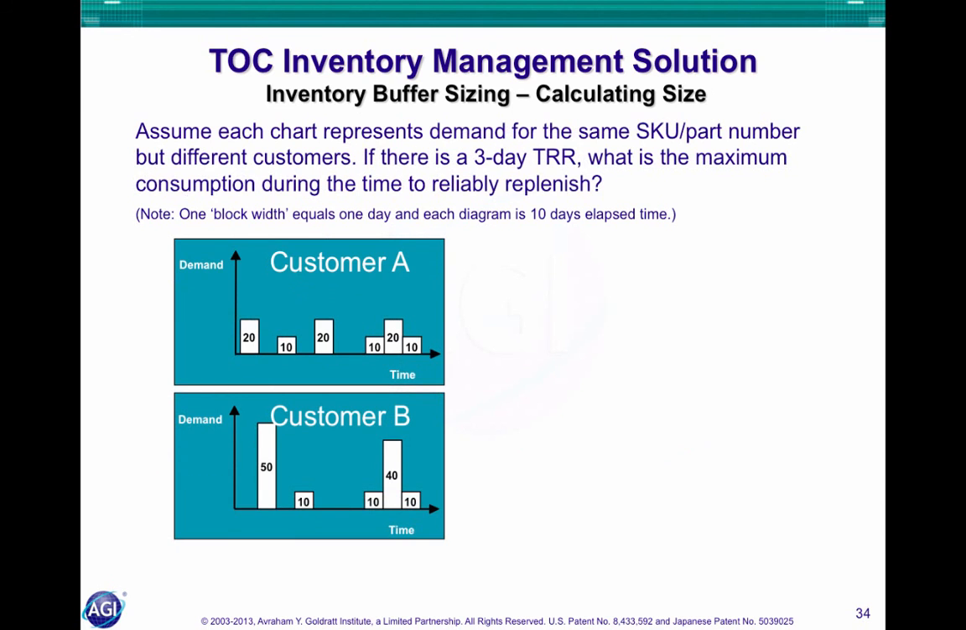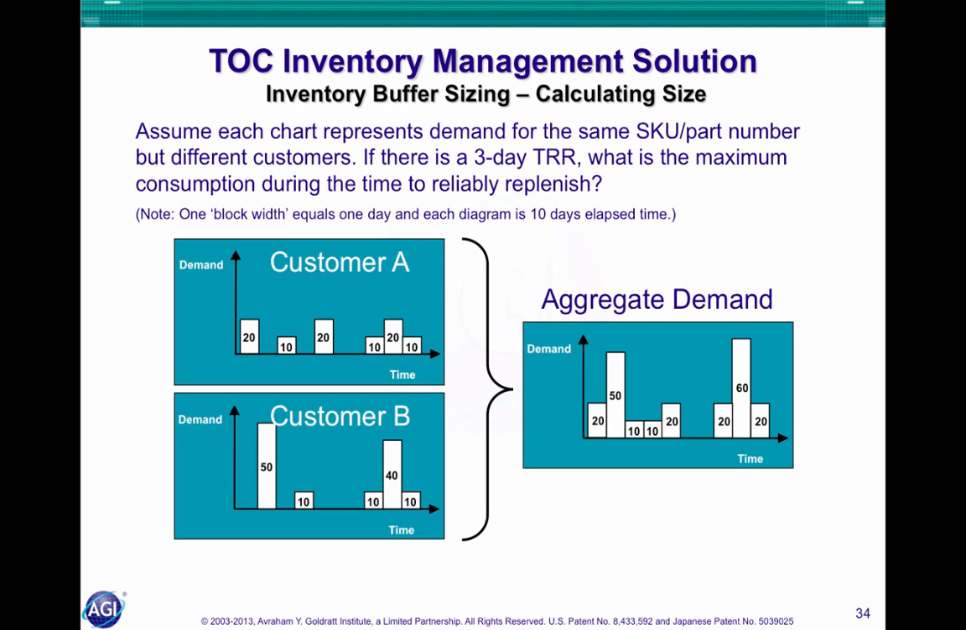In this example, the graphs represent demand from 2 different customers for the same part number or stock keeping unit, which is being supplied from the same inventory buffer and has a 3-day time to reliably replenish. In order to determine the upper limit on the buffer size, we first have to aggregate the demand coming from both customers, which produces a different demand pattern that is also variable over time. And then we process the aggregate demand using our 3-day time to reliably replenish, where we see 20, 50, and 10 for a total of 80 in the first 3-day grouping, and a maximum of 100 made up of 20, 60, and 20 in the last 3-day grouping.